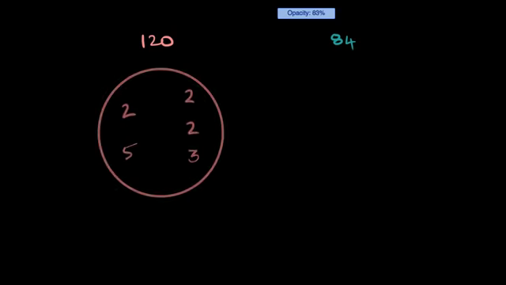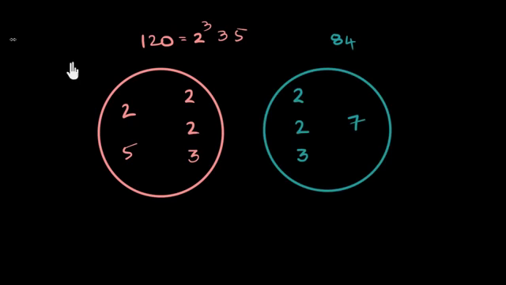So 120 basically has 3 2s, 1 3 and 1 5. So this is how the diagram will look. So a short way of writing that will be 2 cube into 3 into 5. Now 84 will have a similar story. It has 2 2s, 1 3 and 1 7. So 2 square into 3 into 7. So this is the prime factors way of looking at 84.